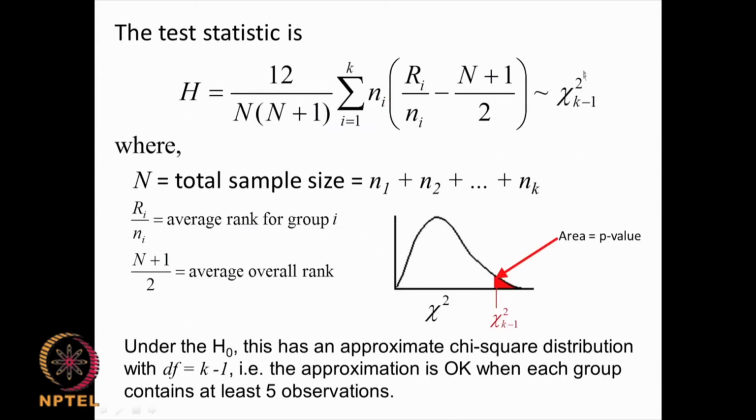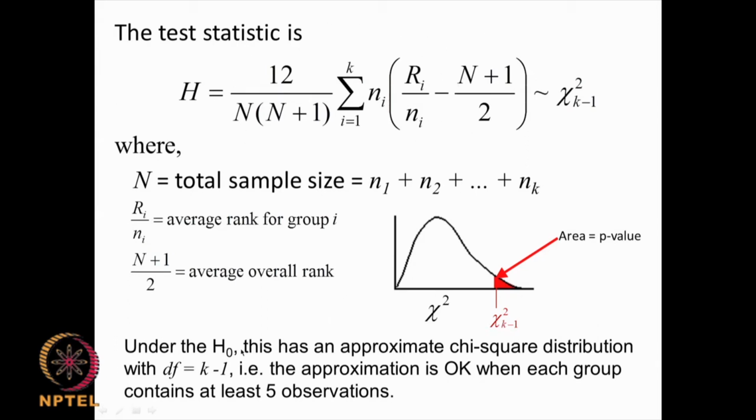Before that, this is the test statistic. 12 divided by n into n plus 1, where n is the total sample size. If we have many groups, each one having n1, n2, nk sample size, we add up all, that gives you n. And then here you have a summation i equal to 1 to k, ni, that is the number of samples in that ith data set, Ri by ni is the average rank for group i minus n plus 1 divided by 2. This is the test statistic.